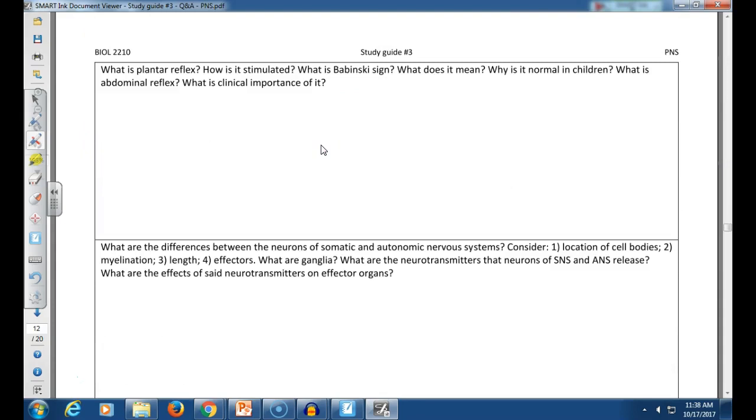Plantar reflex should be this. If the nerve is damaged, then it's going to be fanning out. Abdominal reflex, checking thoracic nerves. The umbilicus moves slightly towards the stroking blunt object. Okay.